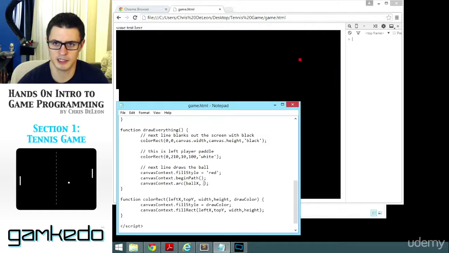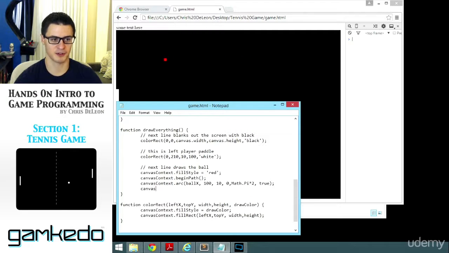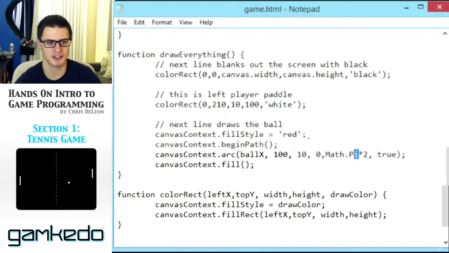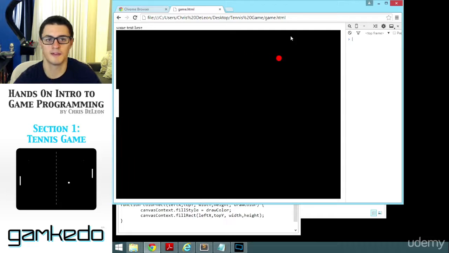We're going to draw it at ball X, and let's say 100, 10, 0, Math.PI times 2, true, and there's still a line left to make a circle happen. I'll explain in a second what's going on here because, right, that's pretty awful looking. Oh, Math.PI. PI's got to be capital. Okay. So now we have this ball that's bouncing.